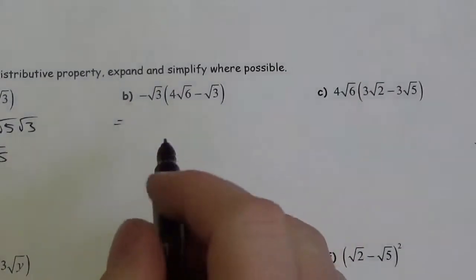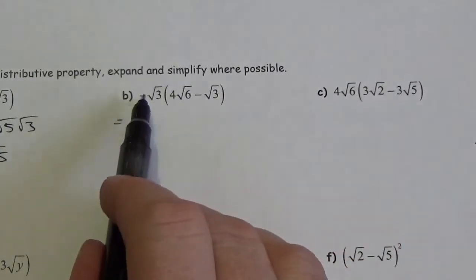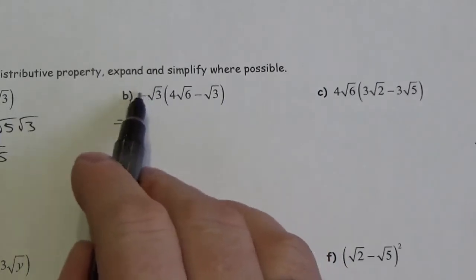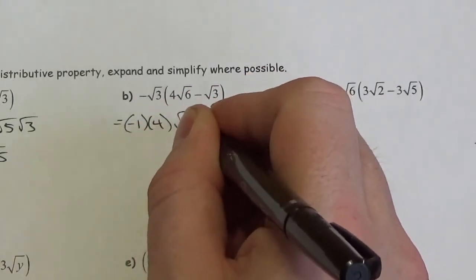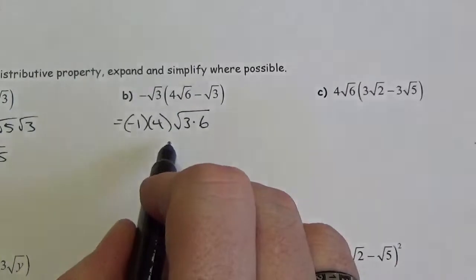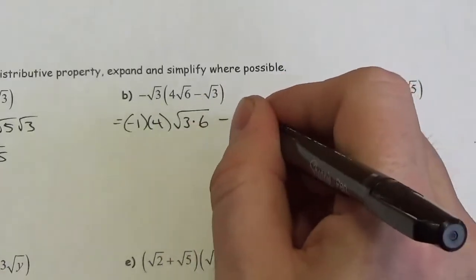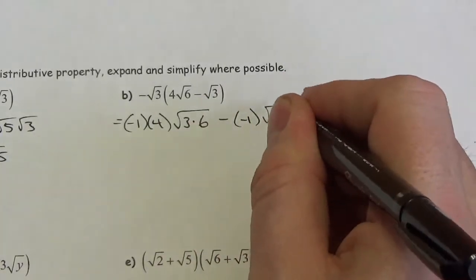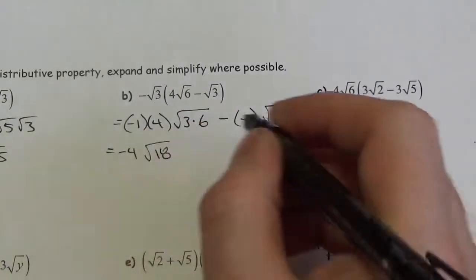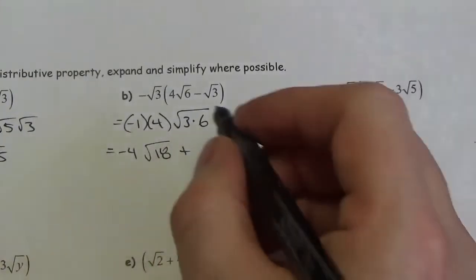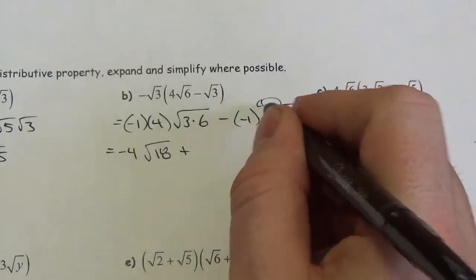Here, I'm going to distribute the negative root 3 to the 4 root 6 and then the negative root 3. Now notice that the coefficient here is negative 1. So when I distribute this to the first term, it's going to be negative 1 times 4, and then 3 times 6. I multiply the radicands together. Then it's going to be that negative 1 multiplied by this negative 1, and then root 3 times 3. Well, that's going to get me negative 4 root 18 plus, because the two negatives here will cancel. And actually, I can simplify this down right away here, because I got two 3's inside there. Well, that's going to pop out as a single 3.